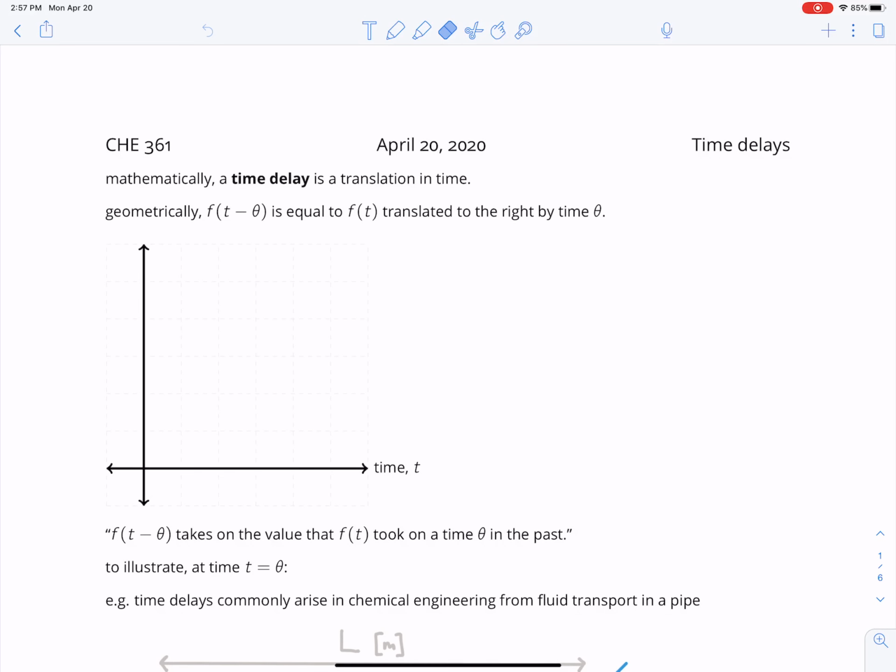The subject of this lecture is time delays. Mathematically, a time delay is really just a translation in time. When we say that a function has a time delay, geometrically what a time delay does is shift a function to the right.